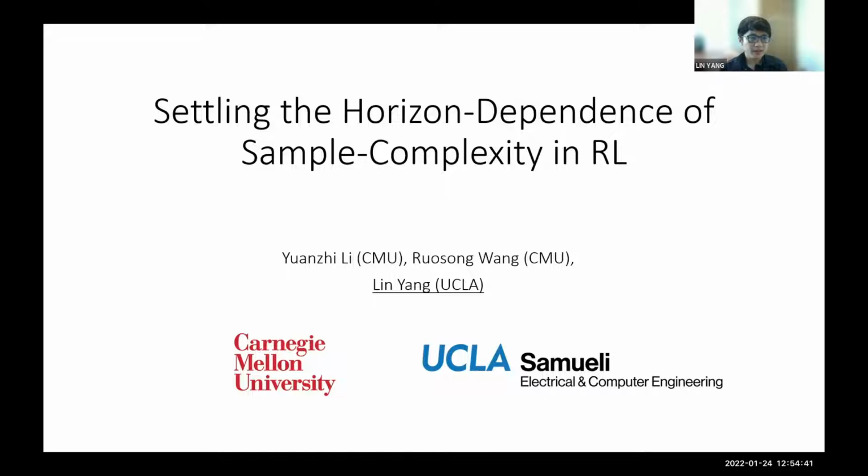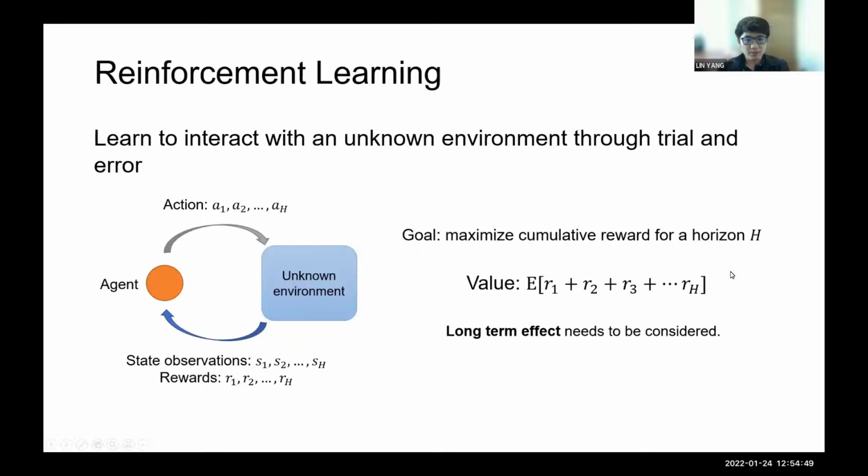So probably in this community of FOCS, most of you are not familiar with what reinforcement learning is. So let me give a very brief introduction. I guess some of you have already heard about the multi-armed bandit problem. Reinforcement learning can be understood as the extension of an MAB problem.